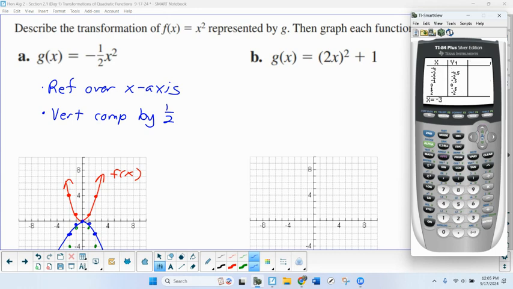And then to see my table, I'm going to go second table. And I'm going to go up so I can see at -2, I had -2. At negative 1, I had negative 0.5. At 0, I had 0. 1, negative 0.5, and 2. What's wrong? Okay, so close your parentheses. Go back over. Close your parentheses. X squared. Zoom 6. And then second graph.